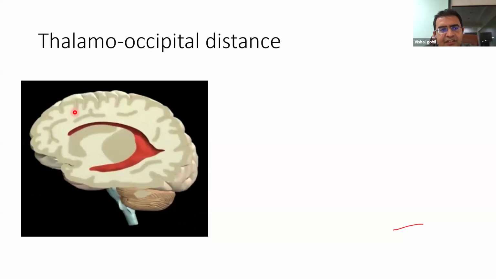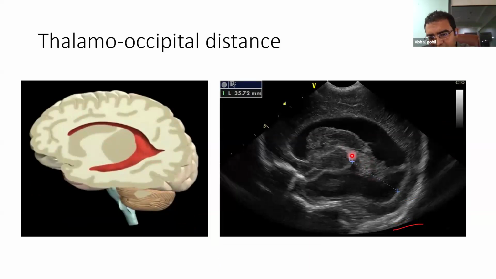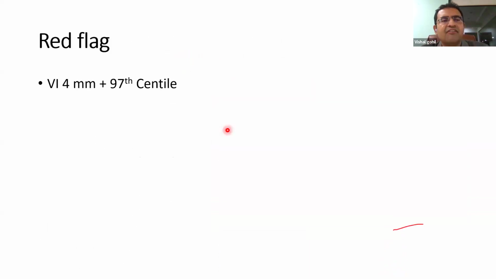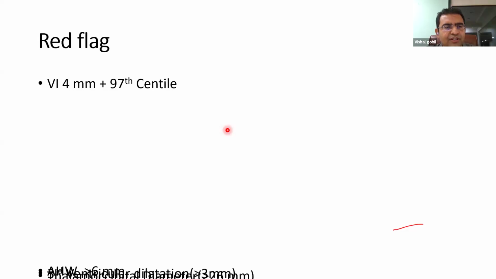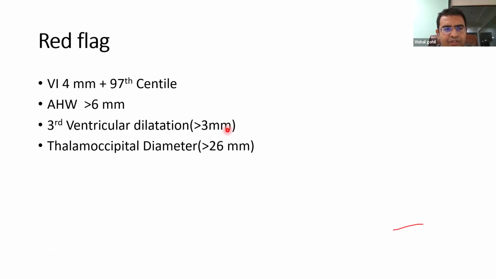And the last index is the thalamo-occipital distance. You need to measure from the posterior part of your thalamus to the occipital horn of the lateral ventricle. Don't consider the choroid plexus when measuring. If it is more than 26 mm, again we need to intervene on an urgent basis. Over here it is 35. So if I summarize the red flags: if your baby has a ventricular index more than the 97th plus 4 mm centile, an anterior horn width more than 6 mm, a third ventricle dilated more than 3 mm, or a thalamo-occipital distance more than 26 mm, then we need to do the intervention as early as possible to get a good neurodevelopmental outcome.